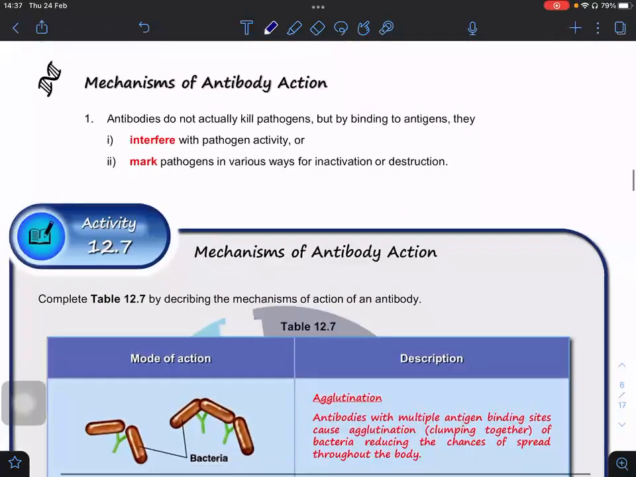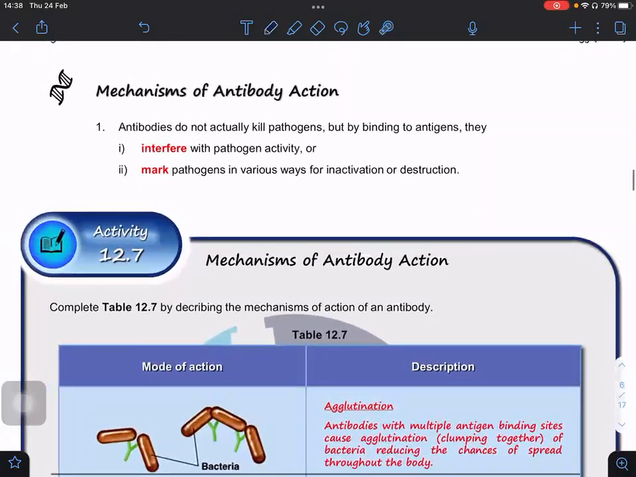Let us continue to the next part, the mechanism of antibody actions. How antibody is actually involved in the immunity or immune response. So generally, you have to understand antibodies do not actually kill pathogens. They don't actually kill pathogens, but they only bind to the antigens. By binding to the antigen, they interfere with the pathogen's activities, or they mark the pathogen in various ways for inactivation or destruction. So antibodies, always remember, they don't kill. But one good thing is we want to interfere with the pathogen activity and also mark the pathogen.